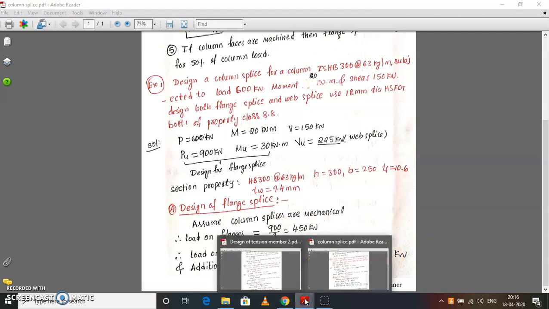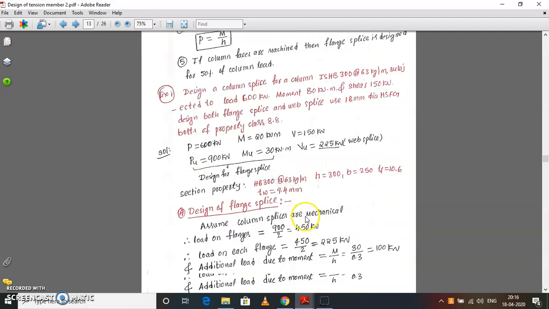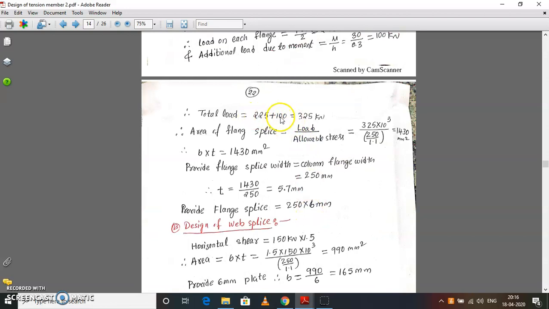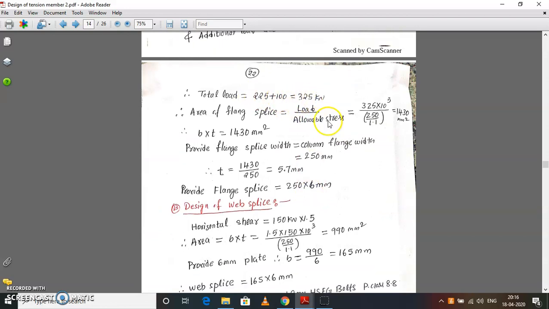Therefore the total load is 225 plus 100, 325 kilonewton. Now the area of the flange splice is equal to load by allowable stress, so area is equal to load by stress. Load is 325 kilonewton and the allowable stress is 250 divided by factor of safety 1.1 for steel. So that is 1430 mm square. We got area B into T equal to 1430 mm square.